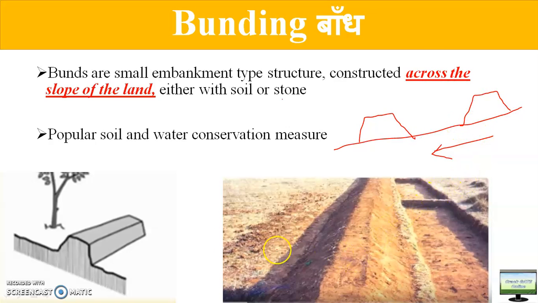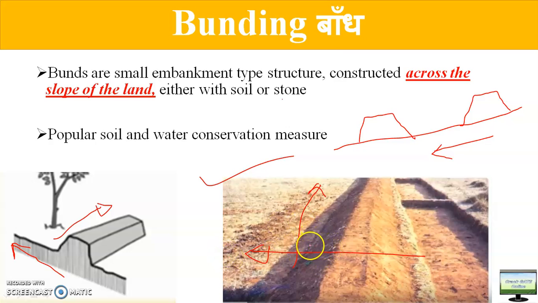This picture is showing the top view and this is the isometric view. If I ask in this picture what is the direction of slope, here you can see this is the direction of slope. That's why bunding is in this direction. And from this picture, the bund is in this direction, so the slope will be across this line, in this direction.